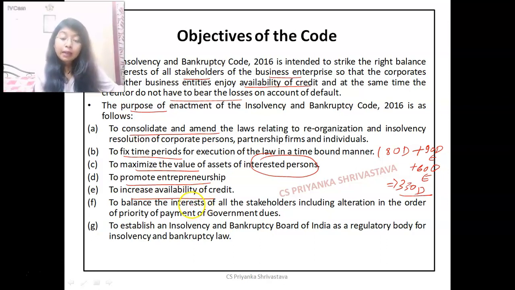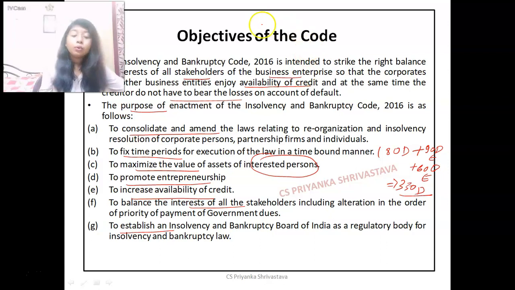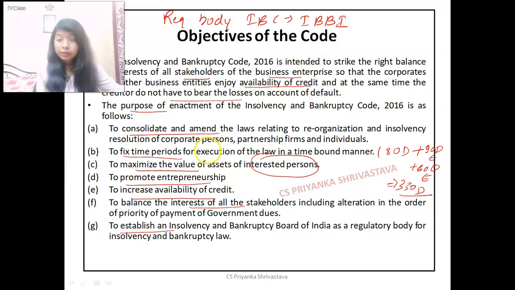Now, to balance the interest of all stakeholders and the company. So it ensures that the interest of all stakeholders is protected. Okay. To establish the Insolvency and Bankruptcy Board of India as the regulatory body of the Insolvency and Bankruptcy Code. So who is the regulatory body under IBC? That is the Insolvency and Bankruptcy Board of India, which we have discussed in brief right now.